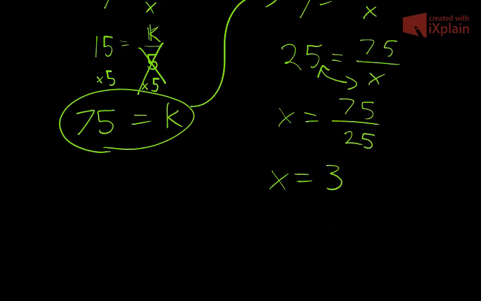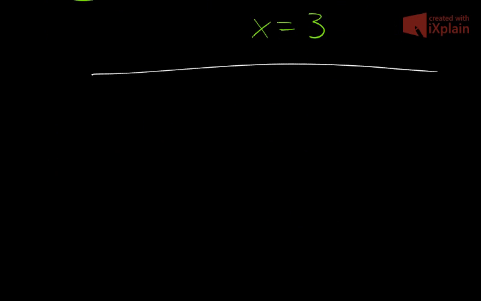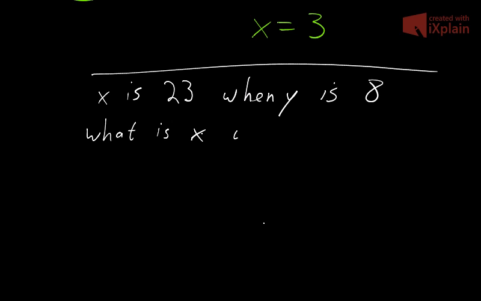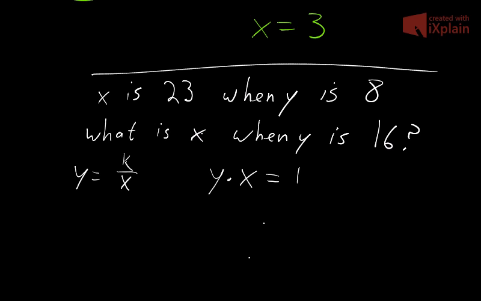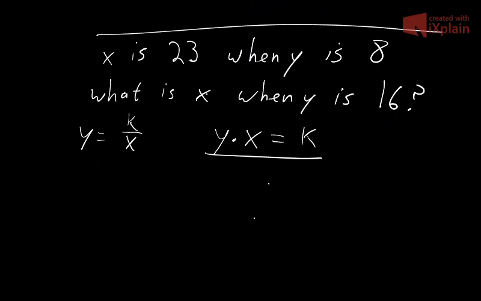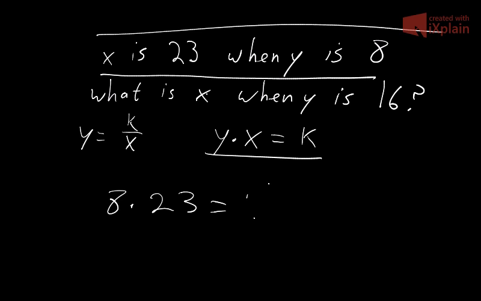So we're going to try one more of these, and I will say x is 23 when y is 8. What is x when y is 16? So we're going to do something a little bit different this time. So I said I could do y equals k divided by x. But I said that's the same thing as y times x equals k. So we're going to use this one this time just to see if that's any easier. So I'm going to start by plugging in my x and y from this first part. So I have 8 times 23 equals k.